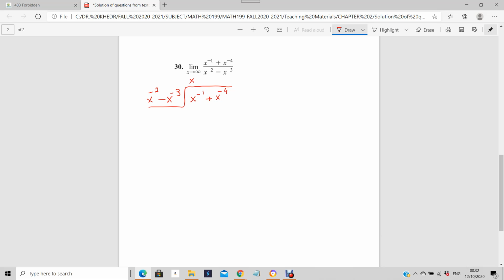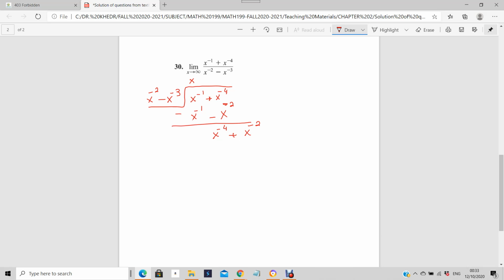And then when you perform the multiplication, x times x to the power of minus 2 is x to the power of minus 1. And here we will have minus x to the power of minus 2. If you multiply x by x to the power of minus 3, you will get x to the power of minus 2. And now you perform the subtraction, so this and this will be 0. And x to the power of minus 4, we write it. And minus minus becomes plus x to the power of minus 2.